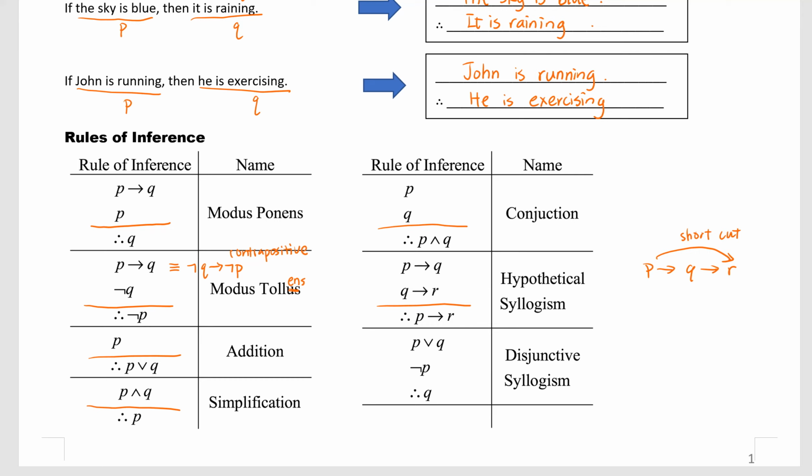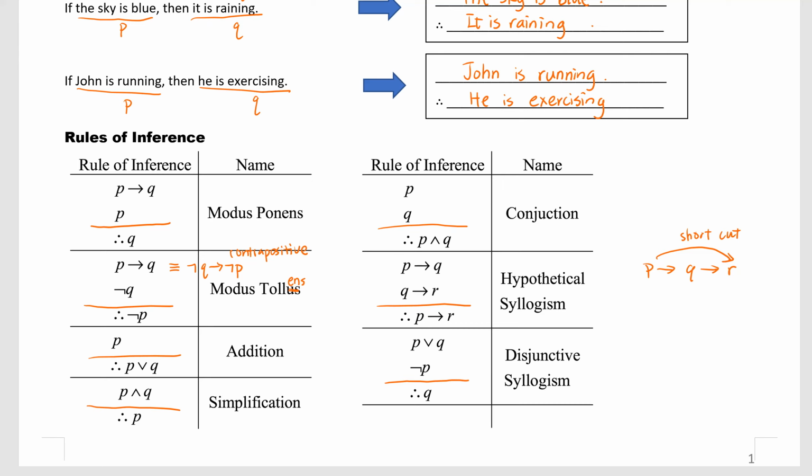Next, P or Q, but not P. It must be Q. So P or Q, not P, then must be Q. What do you want to eat for breakfast? We have orange or apple. You must eat something, your mom asks you to eat it. Then if you don't eat apple, you have to eat orange. So P or Q, not P, then Q. The conclusion is Q. This is called disjunctive syllogism.